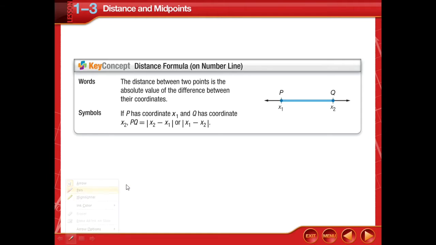Basically, what you want to focus on is the fact that the number farthest to the right is the big number. So you're going to be taking the bigger number minus the smaller number. The number that's farthest to the right minus the number that is farthest to the left.